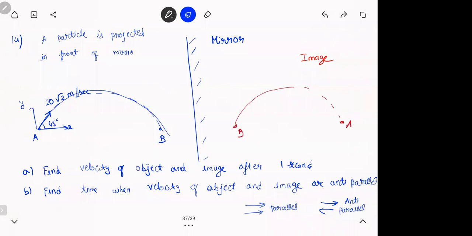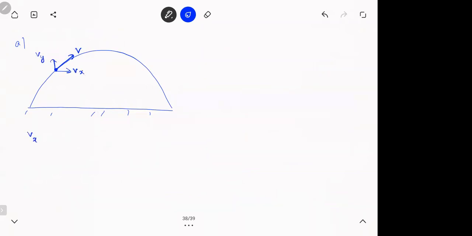Next thing. See, I'll show you how to do this. First thing, when you projected this thing, now see, after 1 second, you'll be somewhere here. You'll have two components, Vx and Vy. What is Vx? This was u and theta. Vx is u cos theta. U is 20 root 2, cos 45 is 1 by root 2, so 20 meters per second.